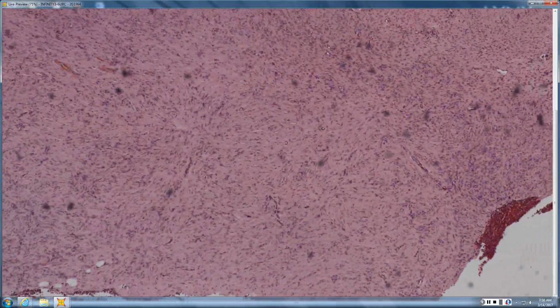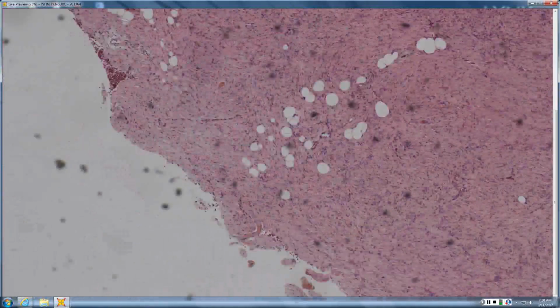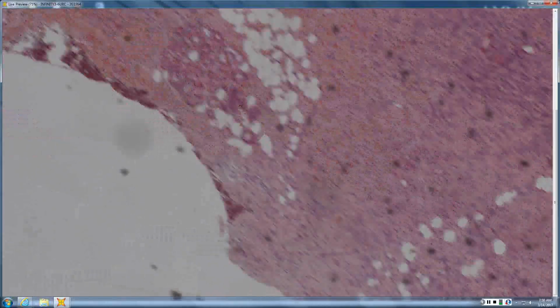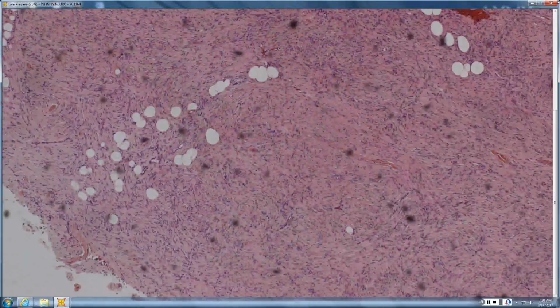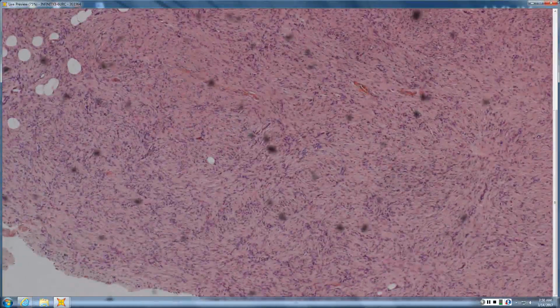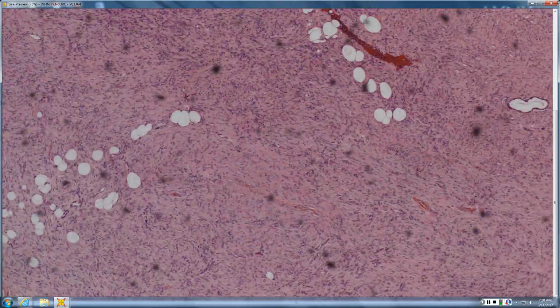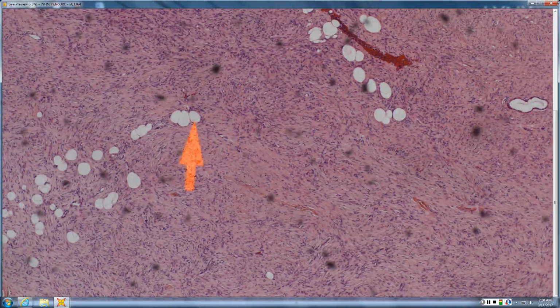The pattern in the bottom of this one's more like a DFSP to me. So explain how it's like a DFSP. It has a storiform, cartwheeled appearance, and it's infiltrating the fat in a lacy-like pattern. So storiform, infiltrating fat, where it replaces the fat and the lipocytes are left in almost single-file rows.